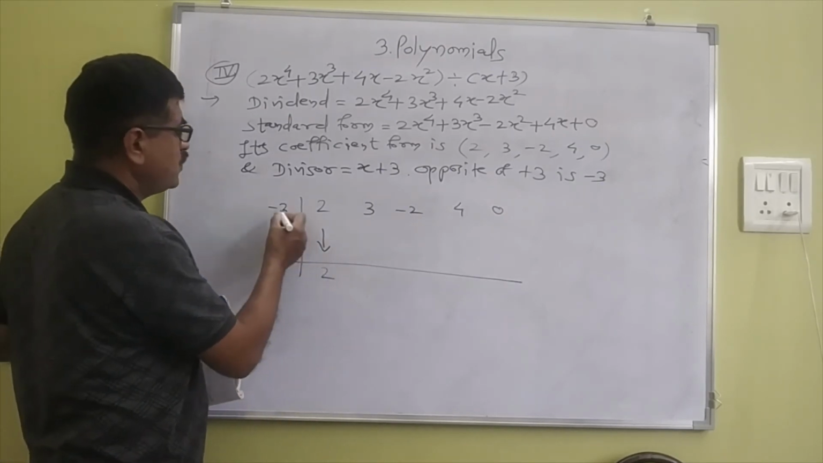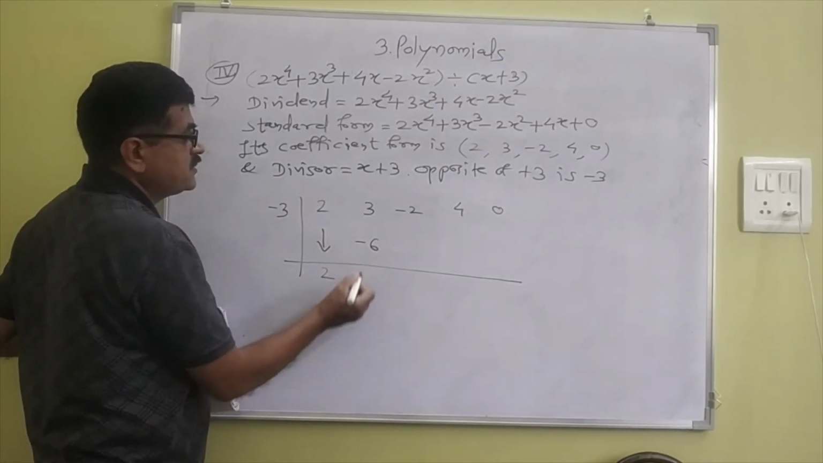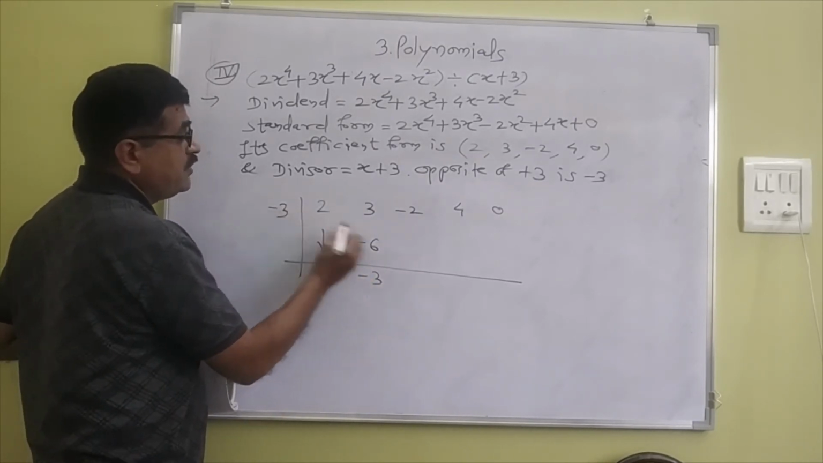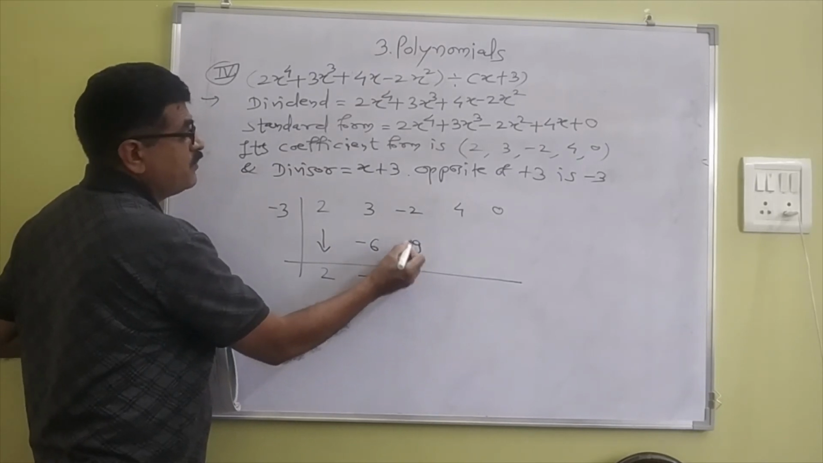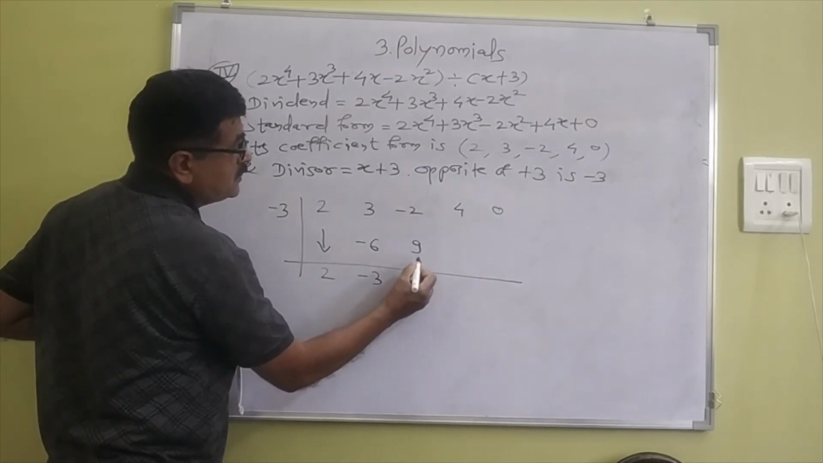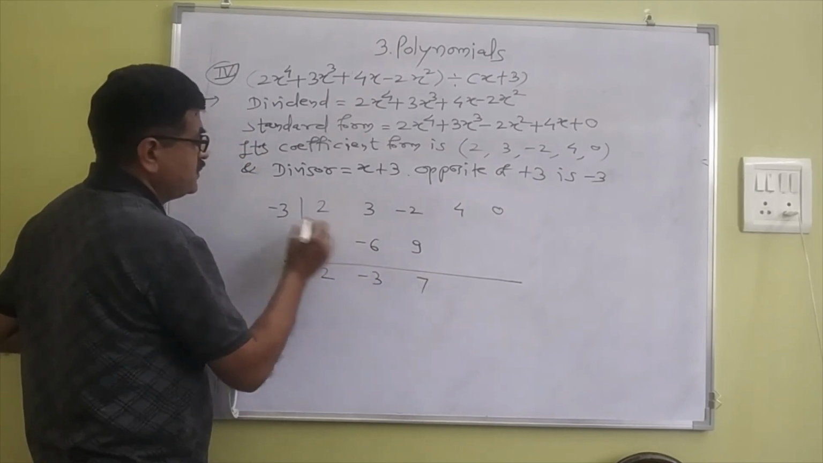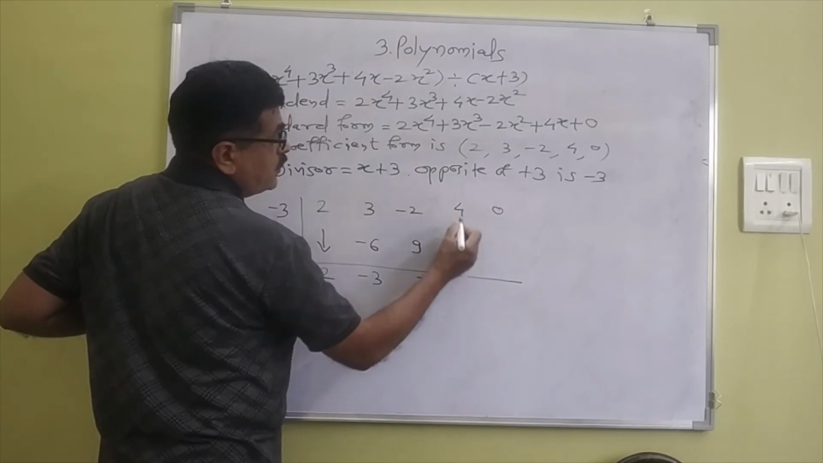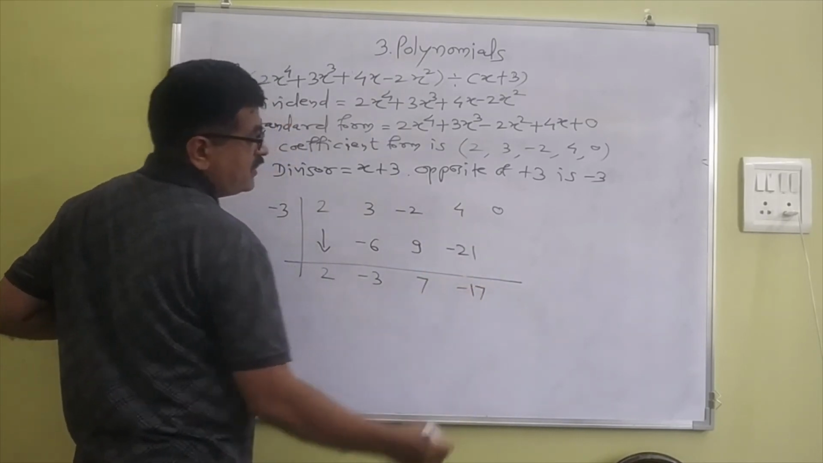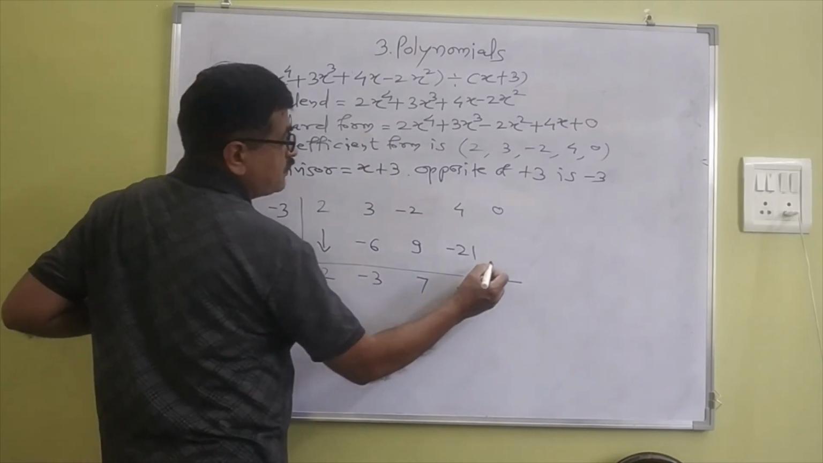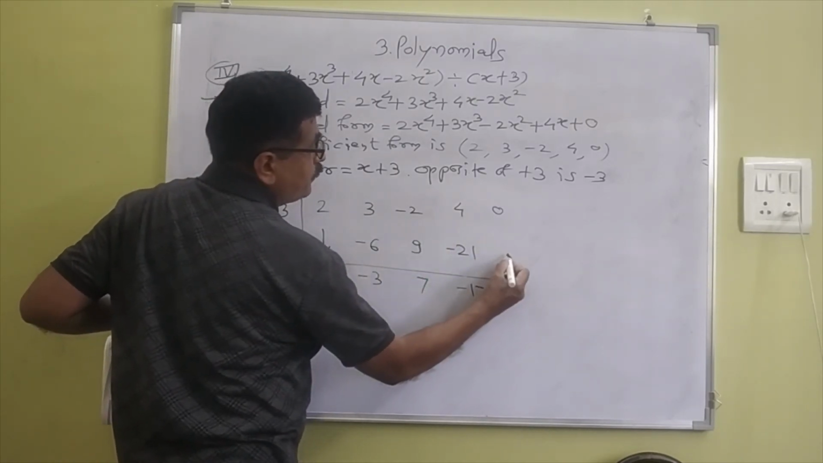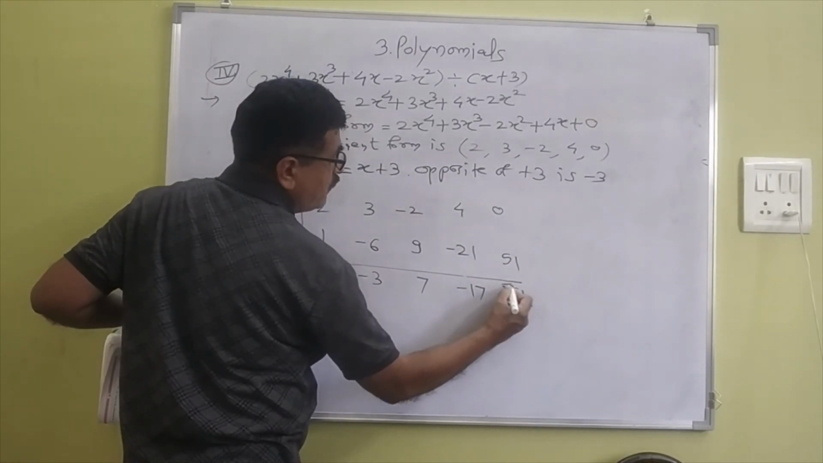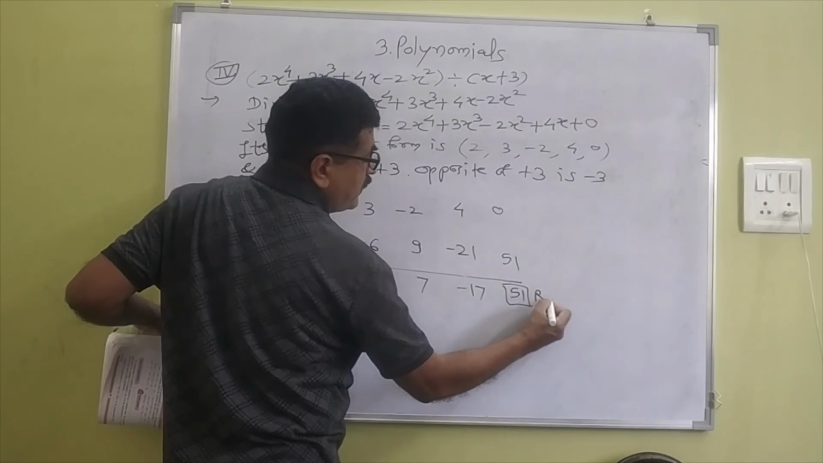Take multiplication 2 into minus 3, minus 6. Minus 6 plus 3 is minus 3. Minus minus plus 3 into 3, 9. Plus 9 minus 2, that is plus 9 minus 2 is 7. 7 into minus 3, minus 21. Minus 21 plus 4, minus 17. Minus minus plus 17 into 3, 51. 51 plus 0, 51. This is remainder.